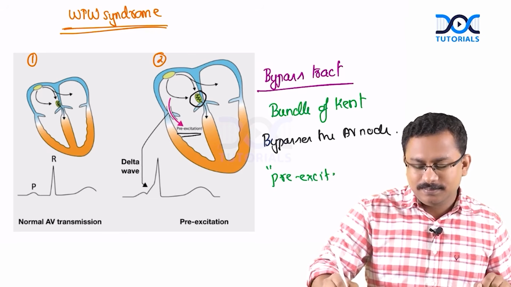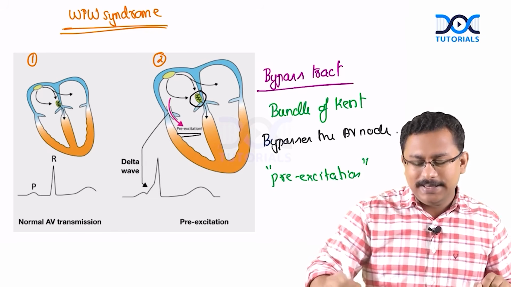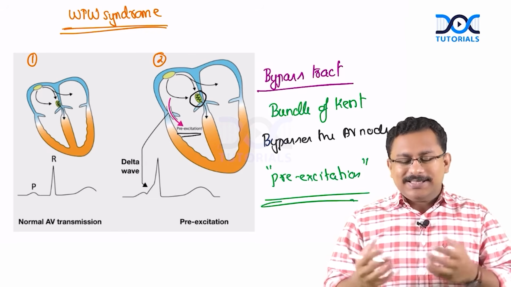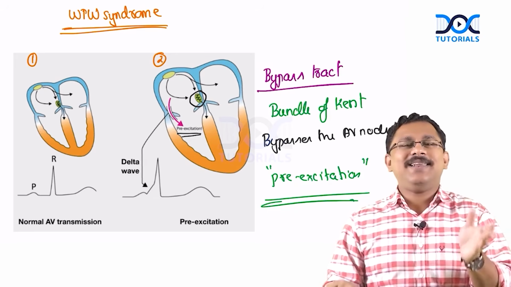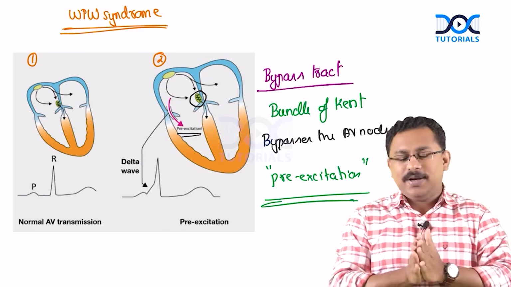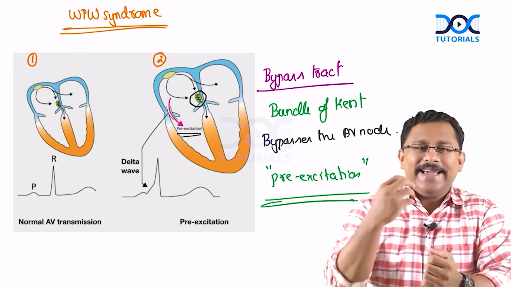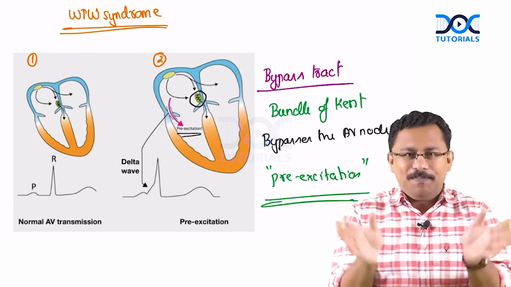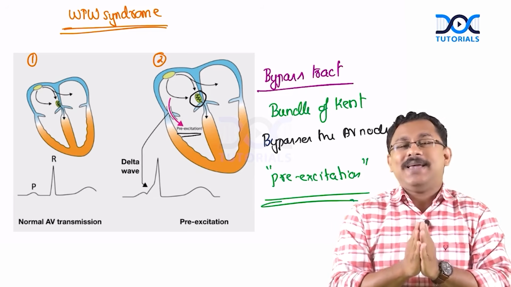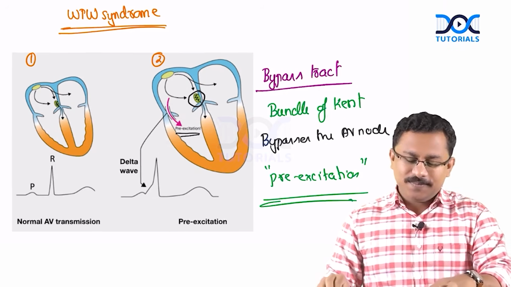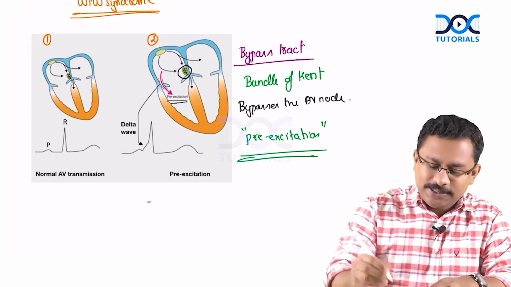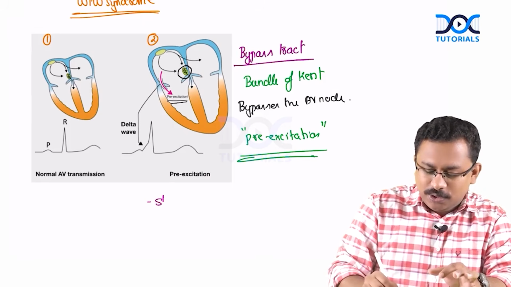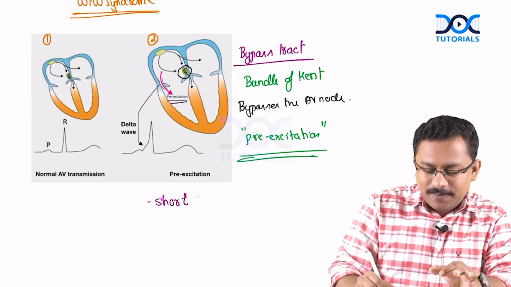Pre-excitation. So there is a pre-excitation. Now when there is a pre-excitation, definitely what will happen to the PR interval, because normally you know that there is an AV nodal conduction delay. So here the AV node is being bypassed. So what will happen to the PR interval? It will be short. So that is one obvious fact, that there will be a short PR interval.